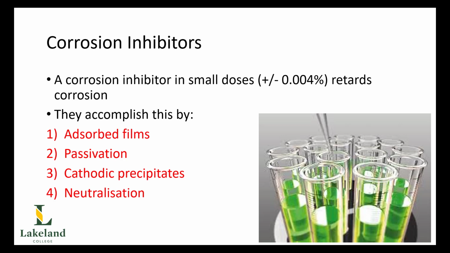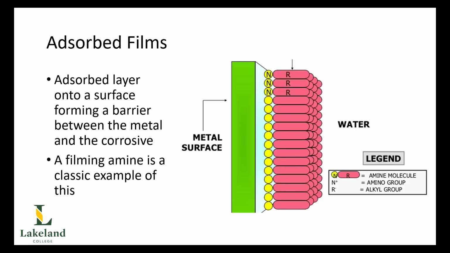Now, the way in which these corrosion inhibitors can work, as stated on the previous slide, are by either adsorption, passivation, cathodic precipitation, or neutralisation. So let's just take a quick look at each one of these and what it means. So to start off with, an adsorbed film. Now, what does adsorbed mean? Adsorbed is when a layer is deposited onto a surface.